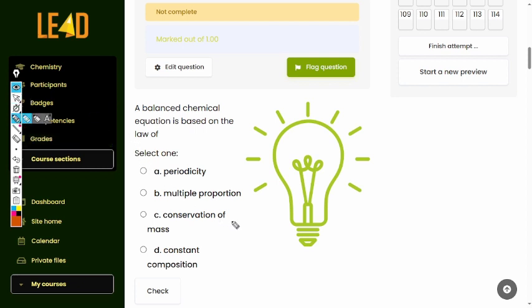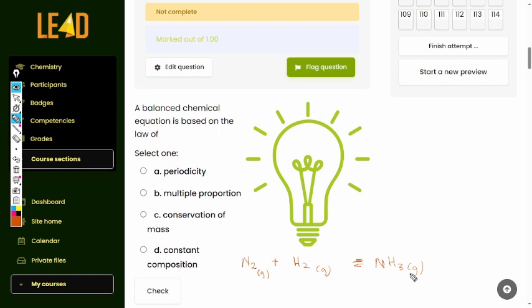Okay, so if we have nitrogen gas reacting with hydrogen gas, this is a gas and this is a gas, and in a reversible reaction, this gives you ammonia gas.